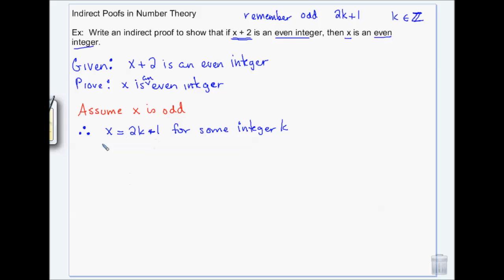Okay. Well, x plus 2 would then equal 2k plus 1 plus 2, right? Because x is 2k plus 1, and then we added 2 to it. I'll just write this down. That's by substitution. Just so you know where I'm coming from, I substituted this 2k plus 1 in for that x.